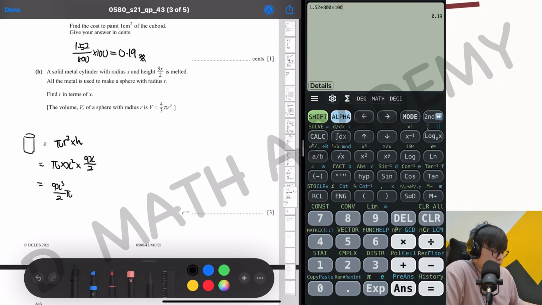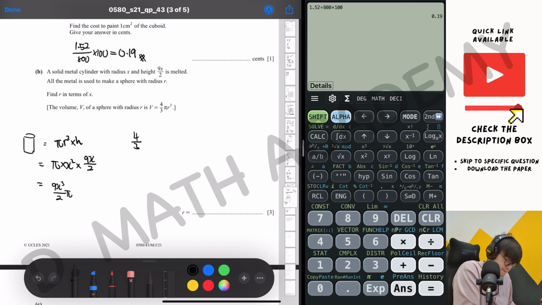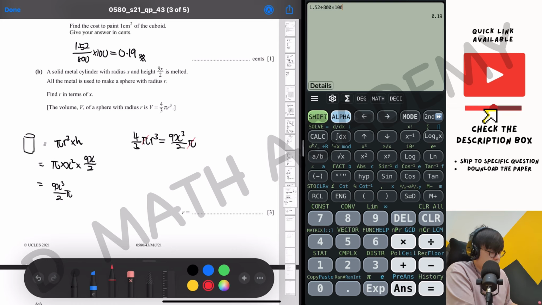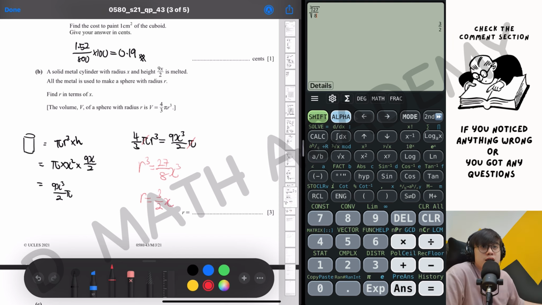And then make it a sphere. The pi, I will cancel off first. And then for the 4 over 3, when you transfer it to the other side, you will get your result as 27 over 8. So to find your r, you need to cube root the entire thing. You will get 3 over 2 x. That's your final answer here.